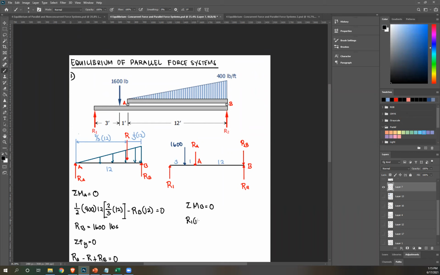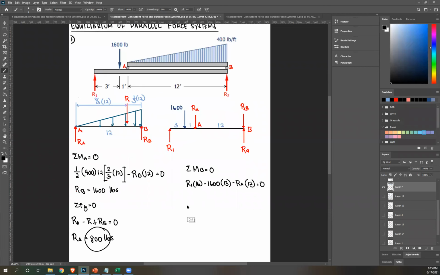So R1 times 16. Next, 1,600, rotate, that's counterclockwise, so minus 1,600 times 13. What else? RA, rotate. So that's counterclockwise, so minus RA times 12. And again, RB and R2 passes through B, so ignoring that, equate that to 0. RA, we already solved for that. That's 800. So therefore, I can solve for R1, which is 1,900 pounds.